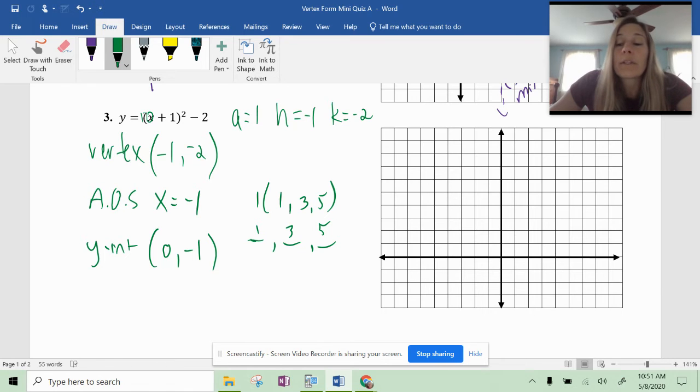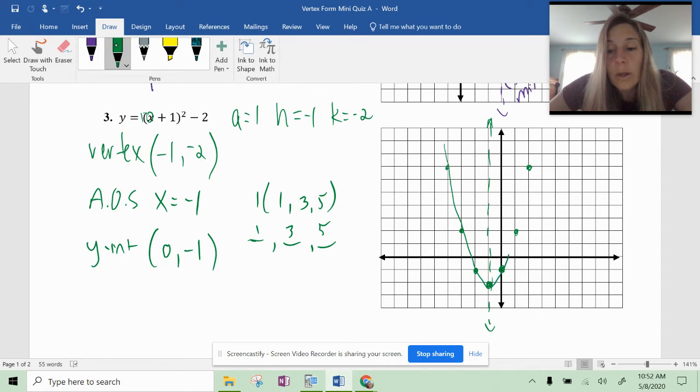Okay, so plotting my vertex, (-1, -2). Doing my axis of symmetry. And now I can do the (0, -1) and get a point on the other side, but I want to use my graphing pattern to get a couple more points. So if I go up 1 over 1, that's the 1 point. Then I can continue up 3 over 1, and then up 5 over 1. And then I can match those up on the other side of the axis of symmetry.